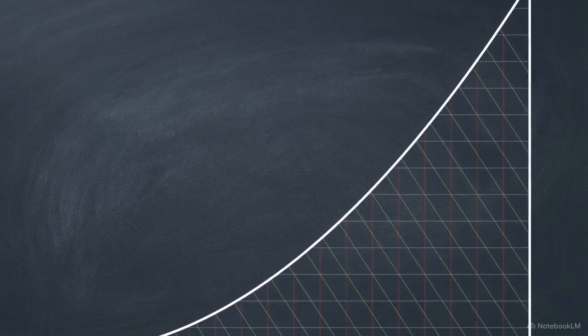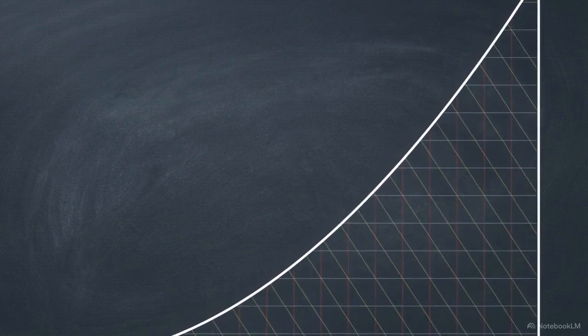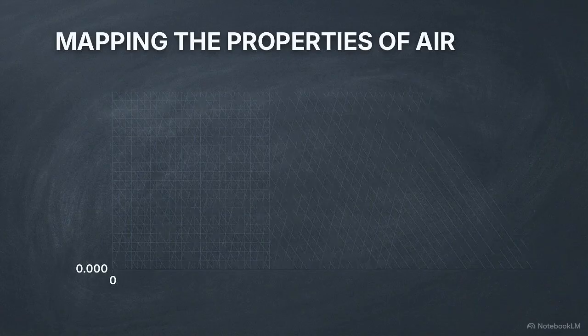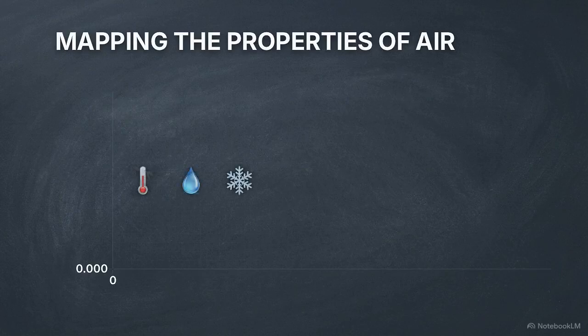To manage that math, engineers use this graph. This is the psychrometric chart. At first glance, it looks like a dense, unreadable web of intersecting geometry. But once you strip away the density, you are left with a literal map that identifies the physical properties of the air breathing around you.